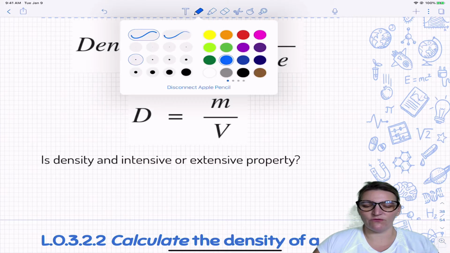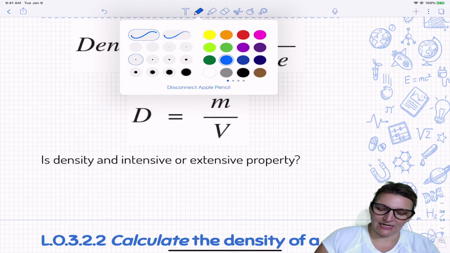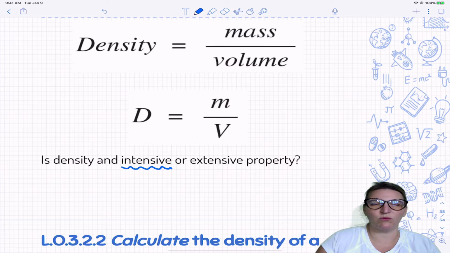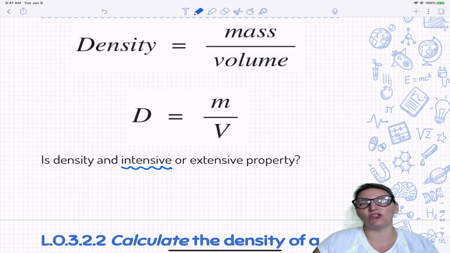This is going back a few days, but is density an intensive or extensive property? Do you remember the difference between those two? So think about it for a second, press pause. Awesome. So density is an intensive value or an intensive property. That means density doesn't change with the amount of substance you have. The density of lead is always the same number at a specific temperature.